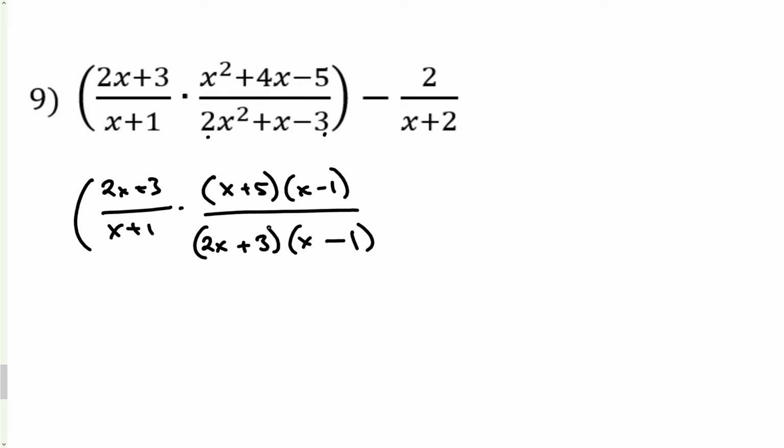So look what happens. Inside pair, 3x. Outside pair, minus 2x, gives me x. Minus 2 over x plus 2, which we'll get to in a second. Look at that. Nice. And unfortunately, the x plus 1 doesn't cancel with anything.